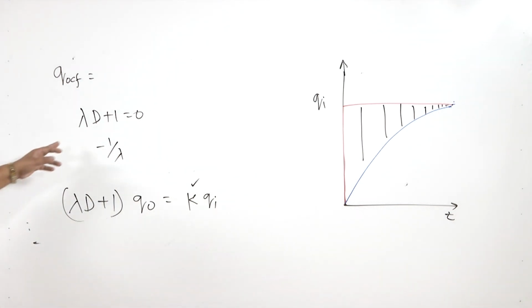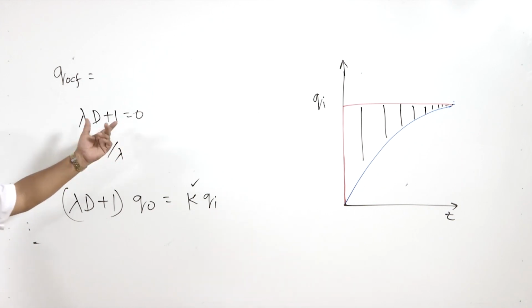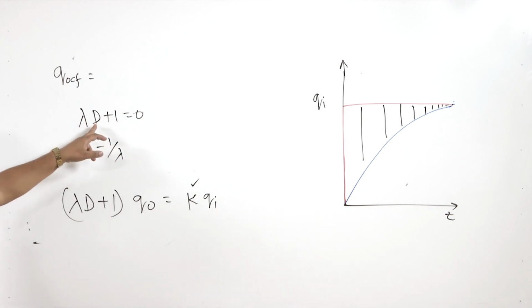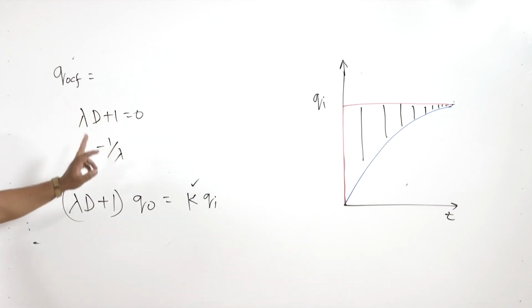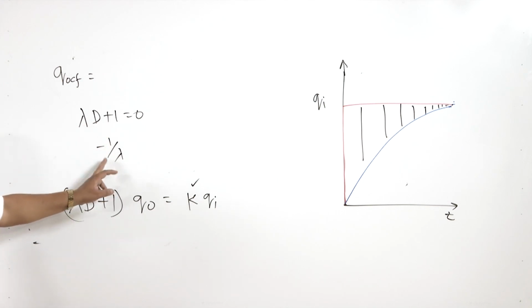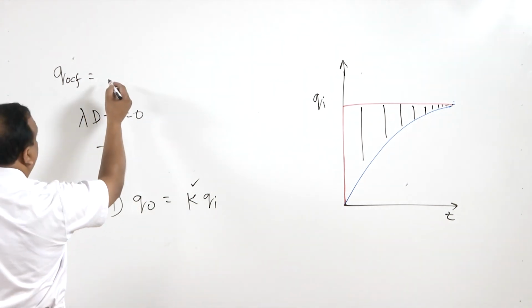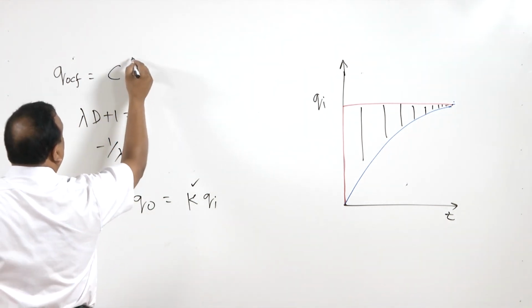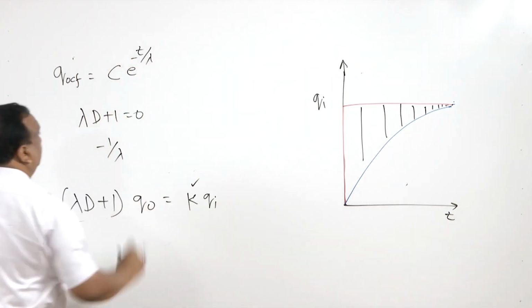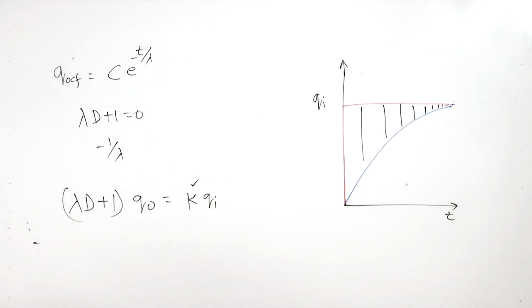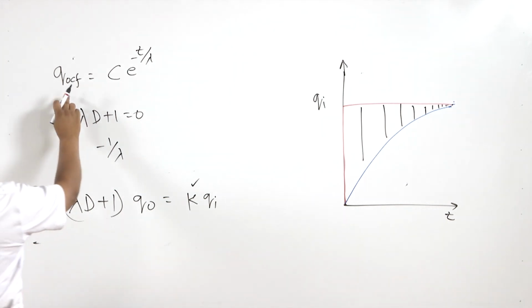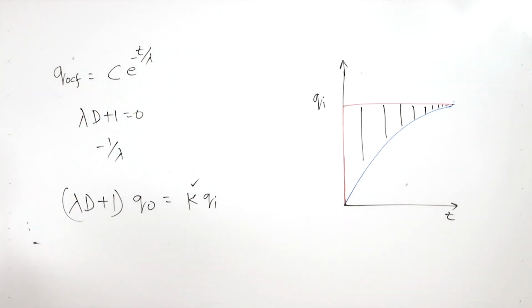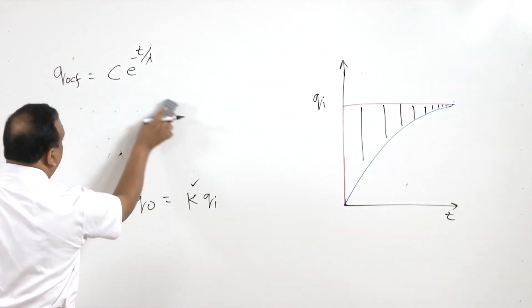For the complementary function, we will solve this equation and try to find the roots for D. Because the order of D is 1, the root is minus 1 by lambda, and the solution for this complementary function will be C e raised to power minus t by lambda. If you remember my earlier lecture, you can easily conclude that the complementary function is going to be like this.